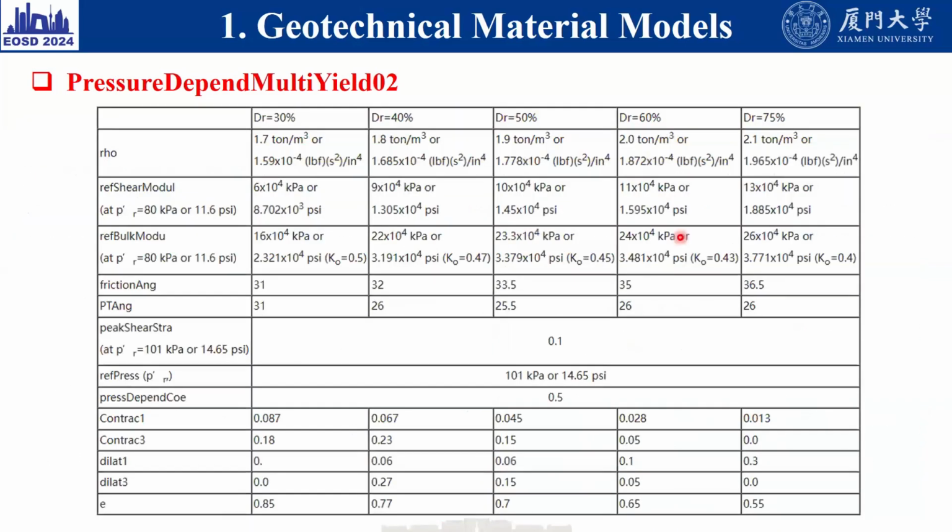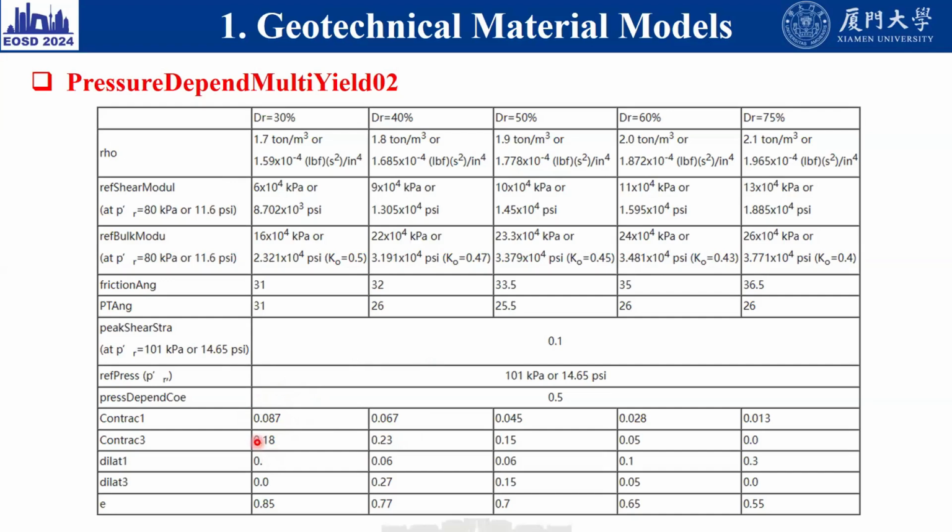So let's look at the parameters of this model. We have relative density, 30% means loose sand. So this sand is very easy to liquefy, which means very soft, very loose soil. You can see the contraction parameter here is high and the dilation parameter is low, which means this is a contractive behavior of soil for loose sand. I'm not sure you are familiar with this behavior.